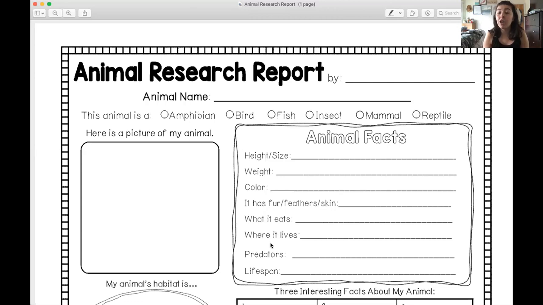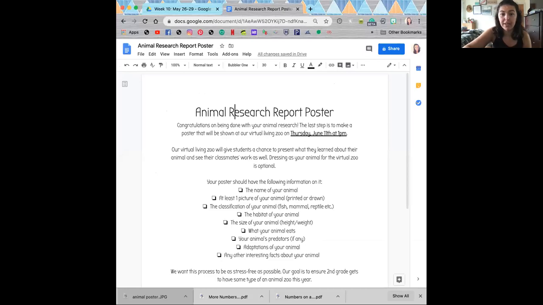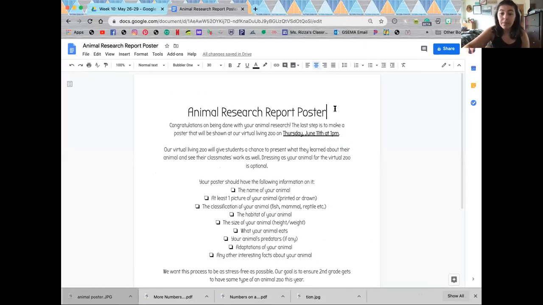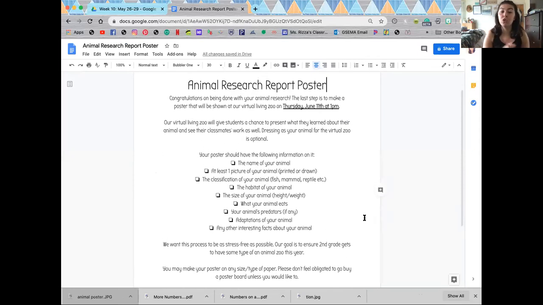Because our living zoo is going to look different, we didn't get a chance in art class to make the diorama with Miss D, and we didn't get a chance to make our animal books like we would in school. We're going to do this a little differently. I'm going to share my screen so you can see what our animal research report is going to look like. Instead of making a book, we are going to make a poster.